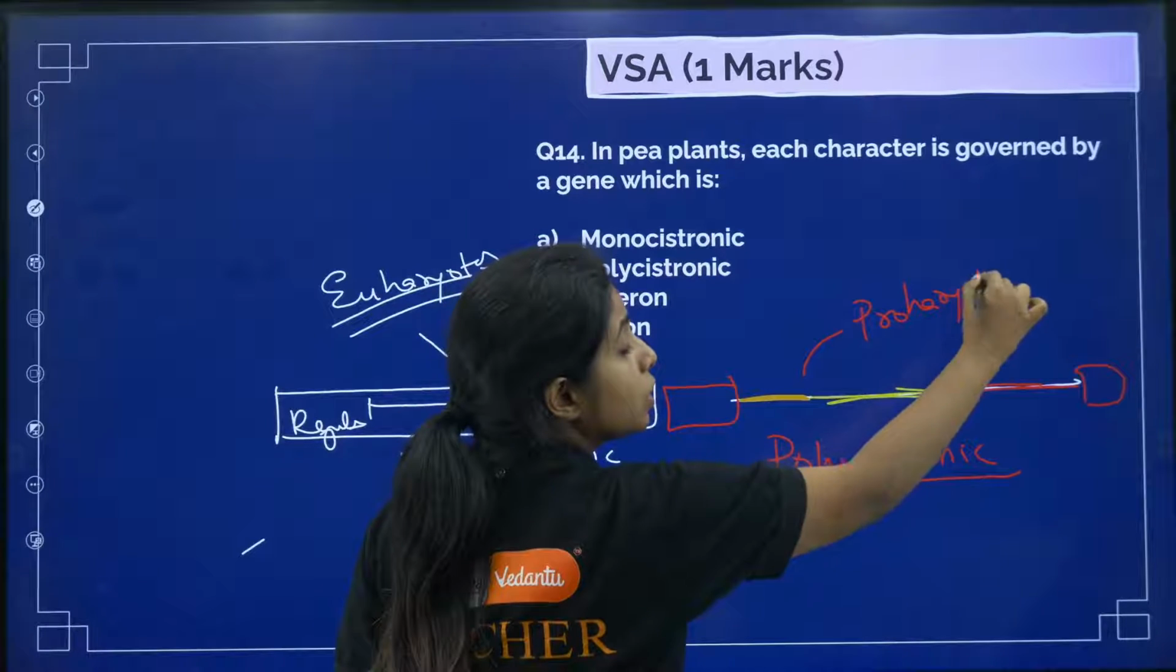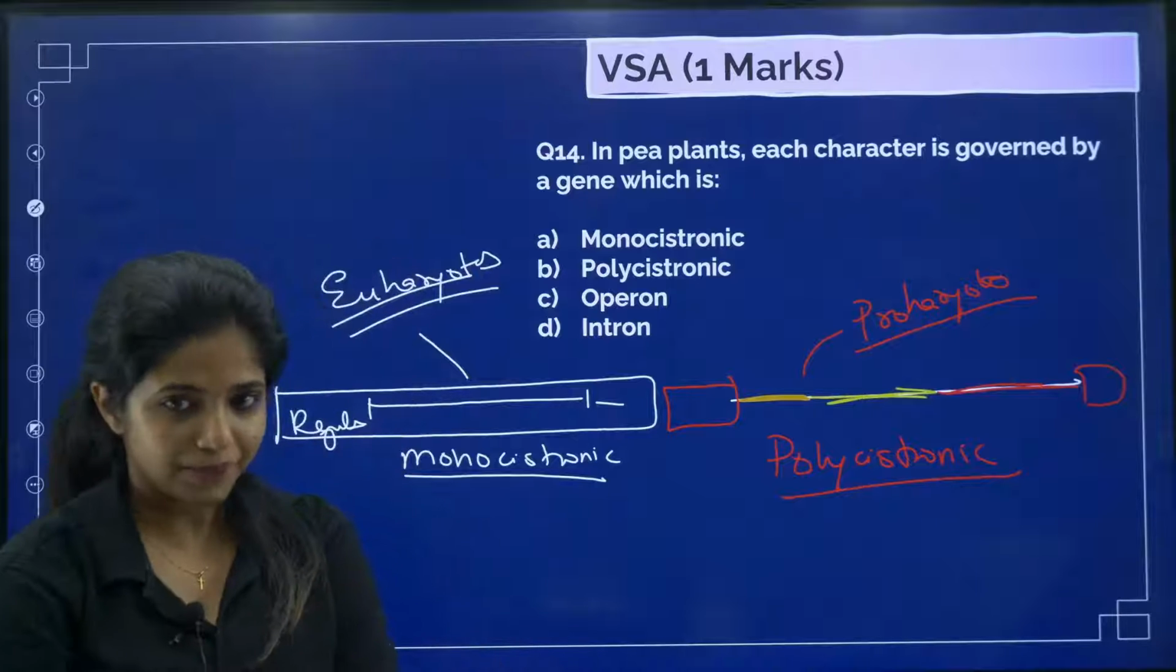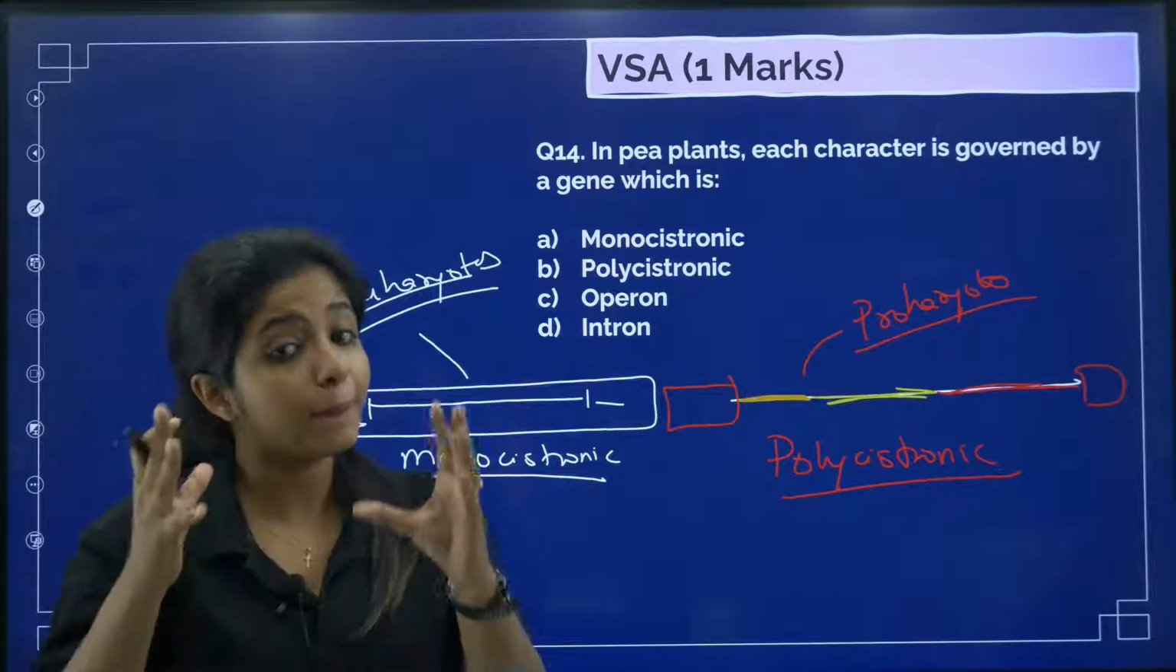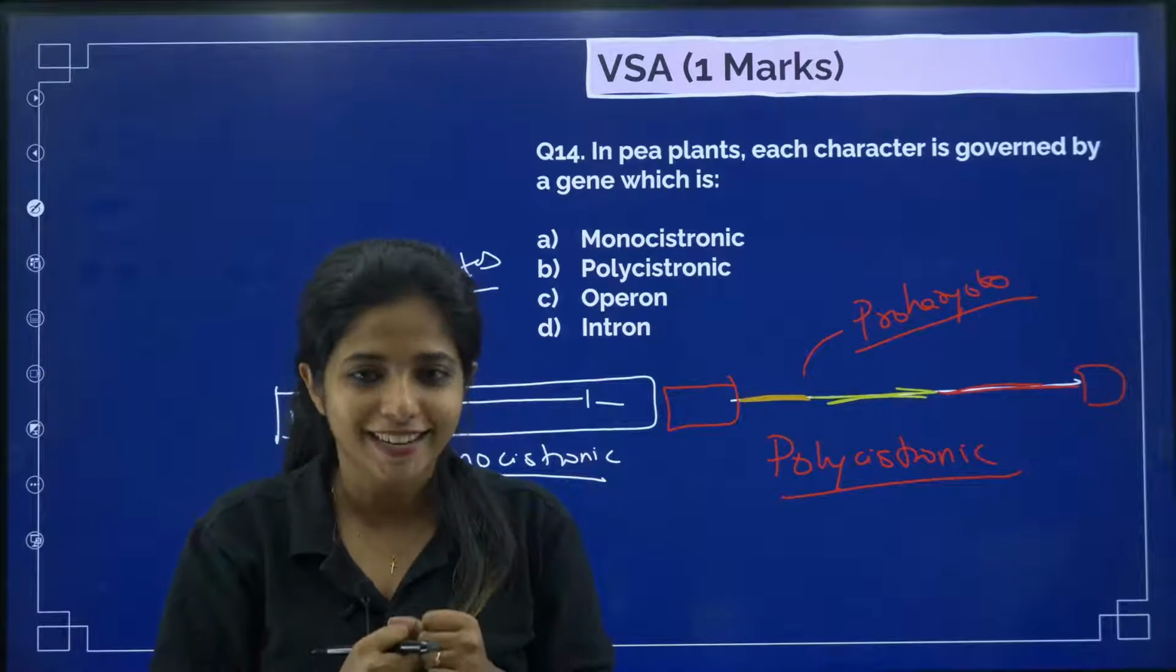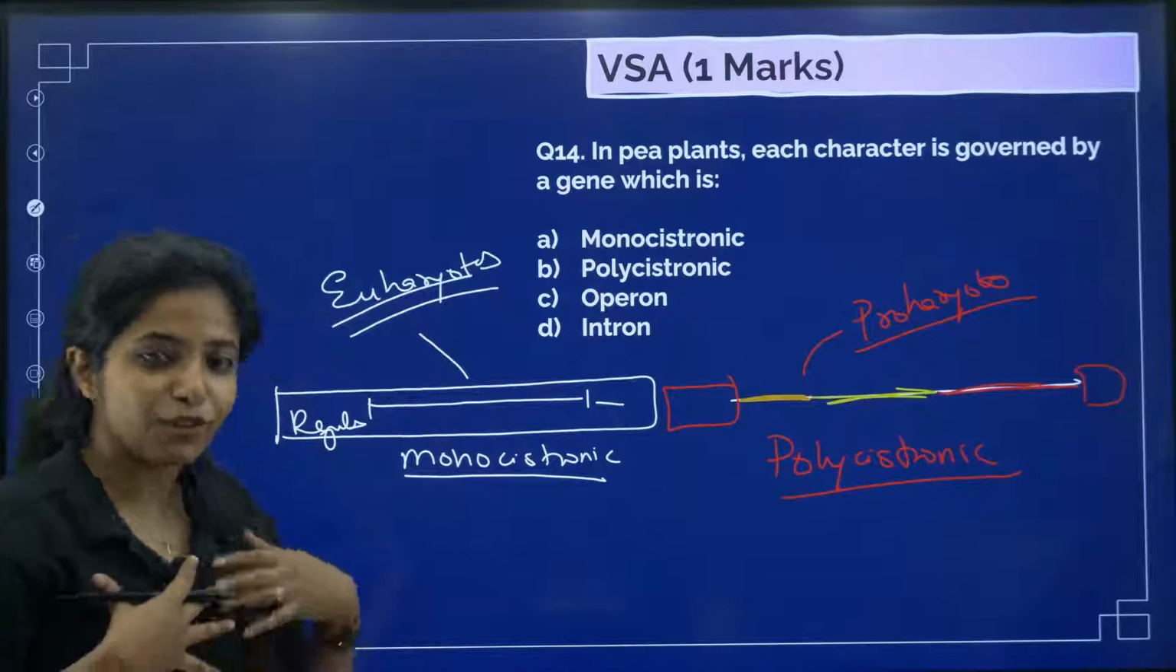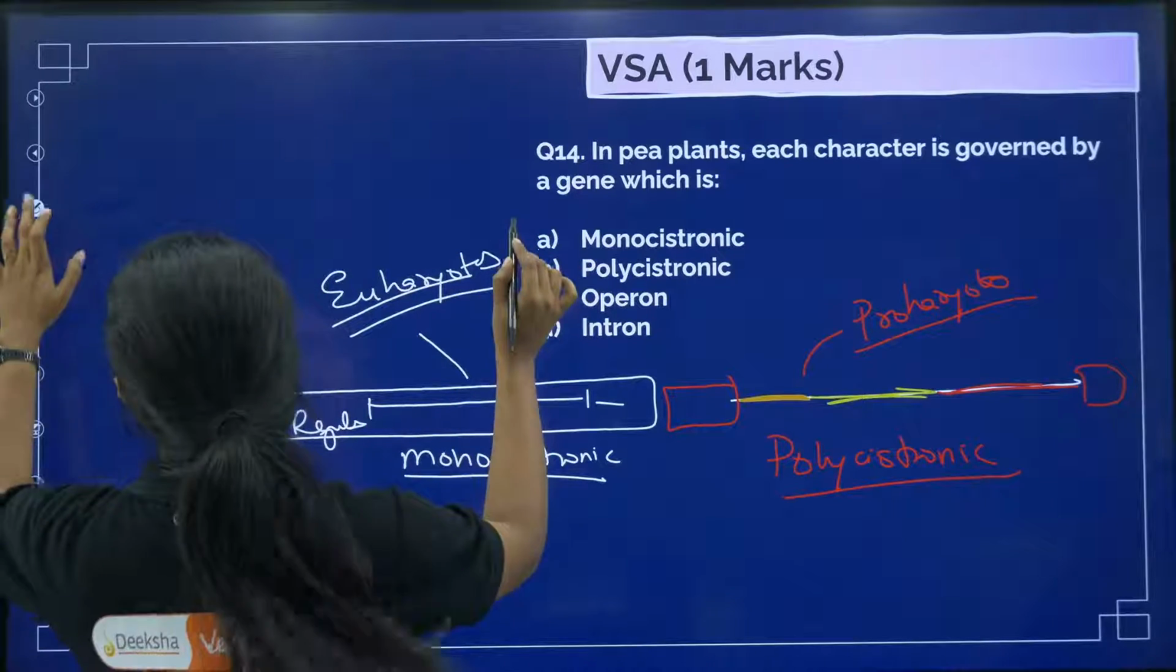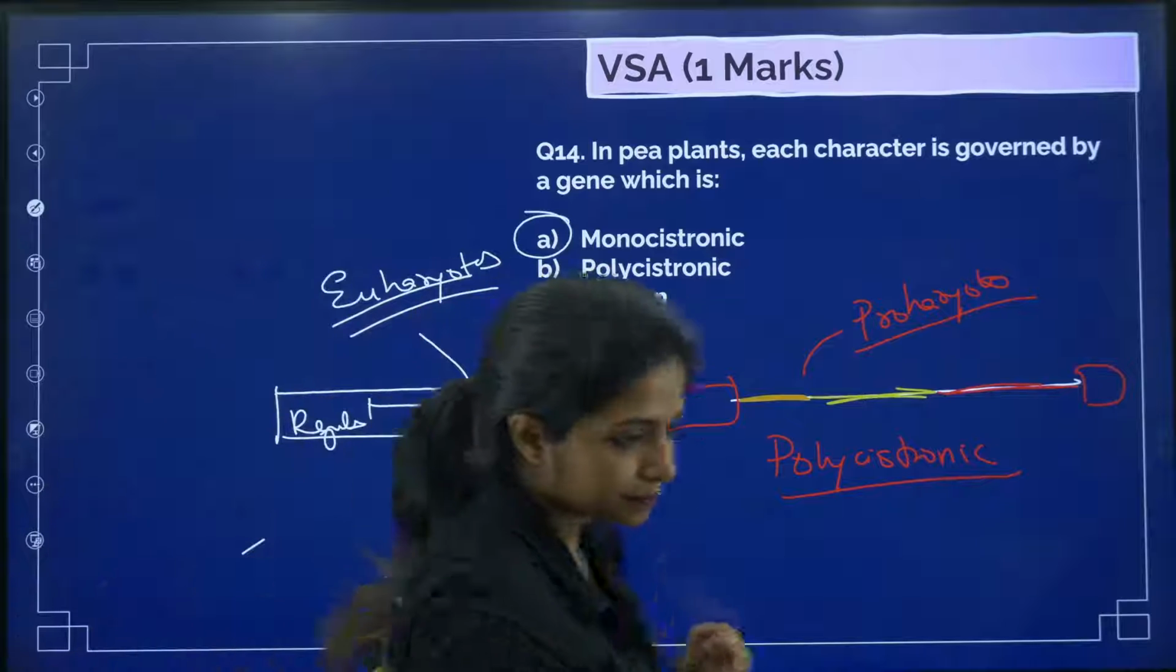Why am I explaining this to you? Because this question can come. So in the case of pea plants, plant is what? Eukaryote. Plant is like us. We all are eukaryotes, my dear children. So the answer will be what? A.